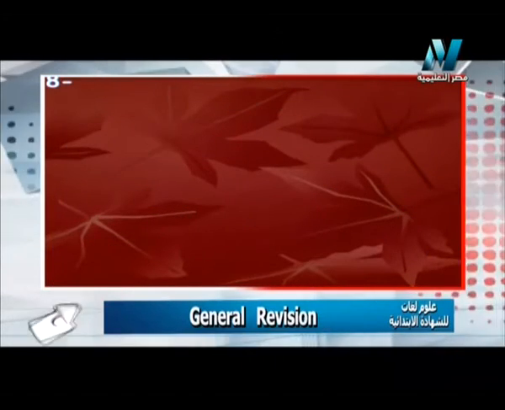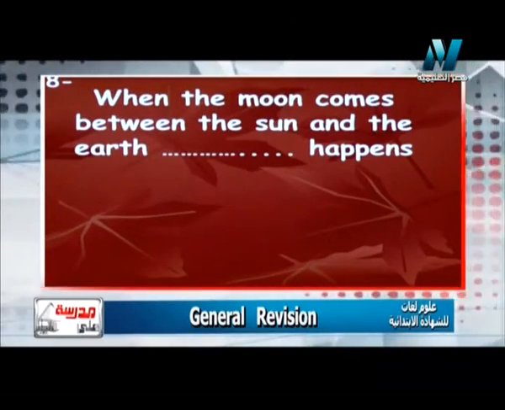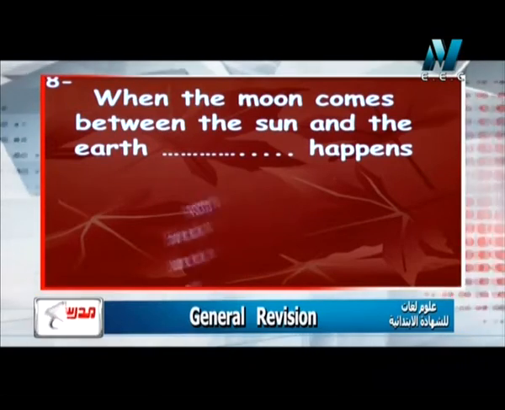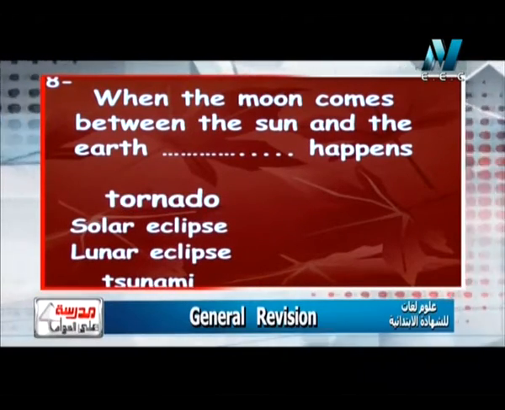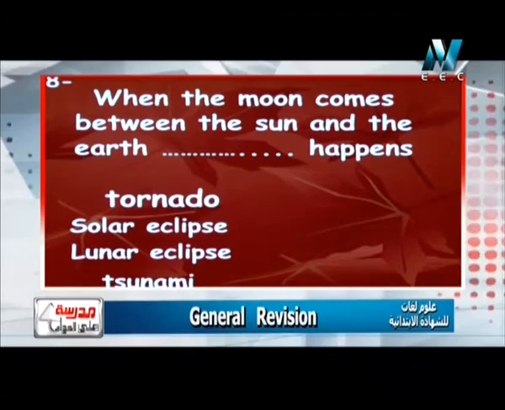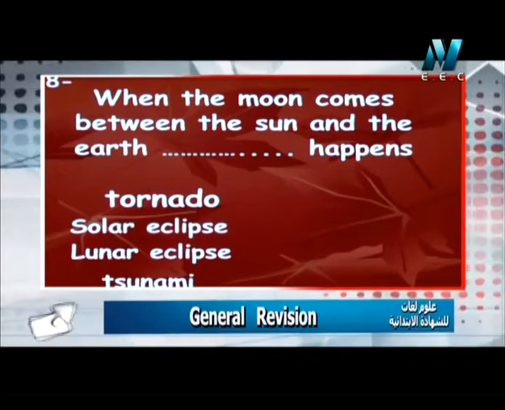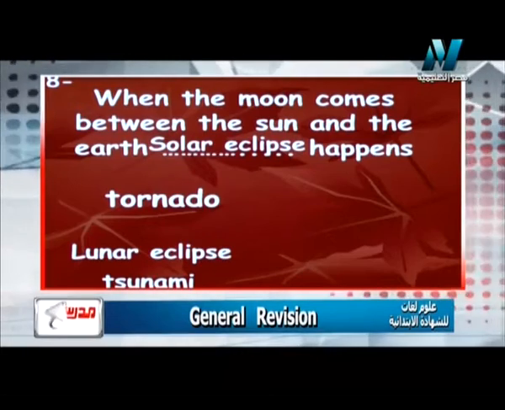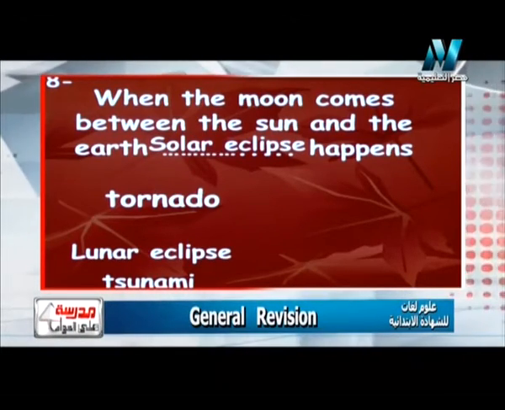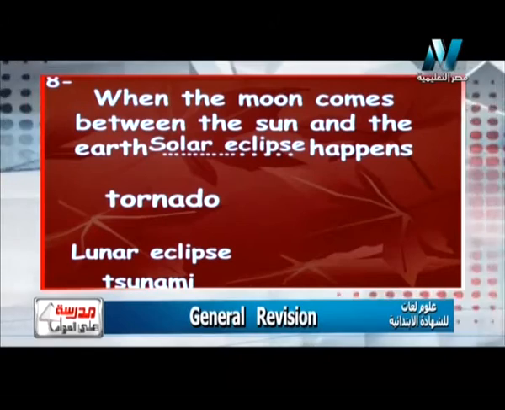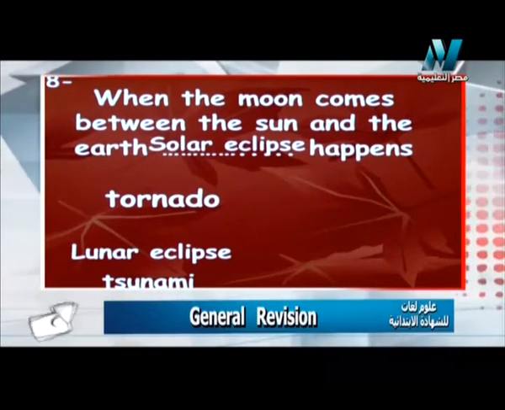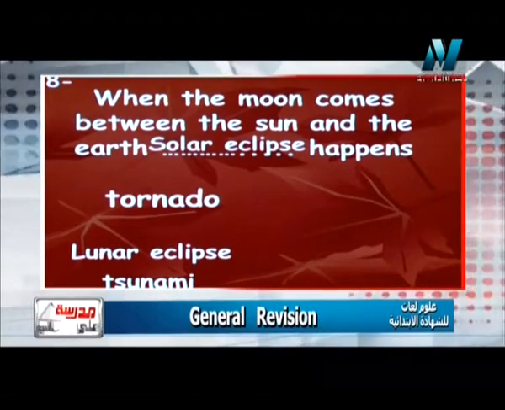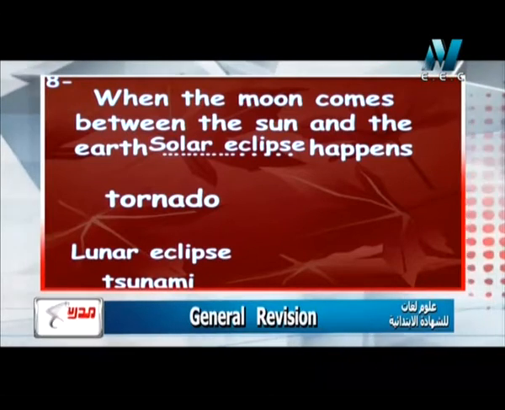Another question. When the moon comes between the sun and the earth, which happens: tornadoes, solar eclipse, lunar eclipse, or tsunami? Surely, it will be solar eclipse. When the moon comes between the sun and the earth, it will be a solar eclipse. But if the Earth comes between the Sun and the Moon, it will be a lunar eclipse. Again, when the Moon comes between the Sun and the Earth, a solar eclipse occurs.